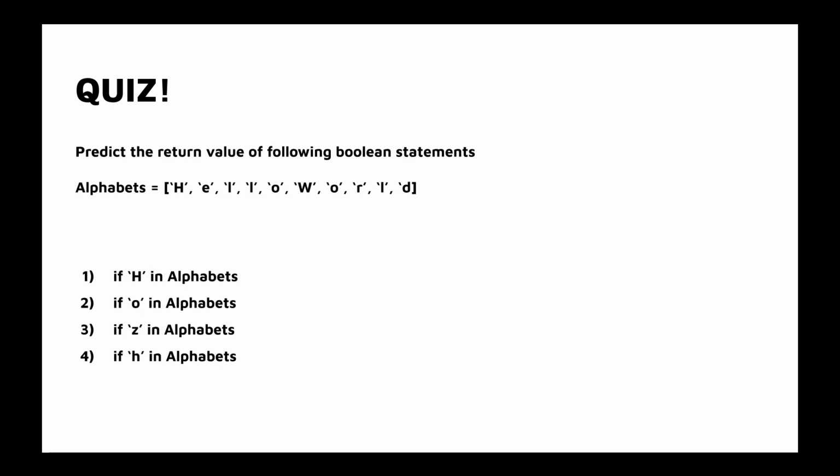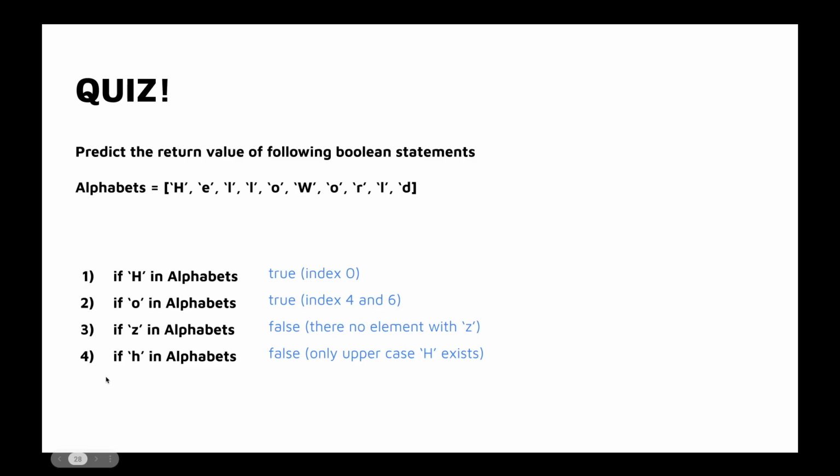Here's the quiz. Predict the return value of the following Boolean statements. Let's try this on your own after you pause the video. The answer should be true for the first two and false for the last two. The answer for the last question is false, since the list alphabet contains H, but only the uppercase. Since Python is sensitive to upper and lower cases of the alphabet, if lowercase h is not in the list, this is going to return false.